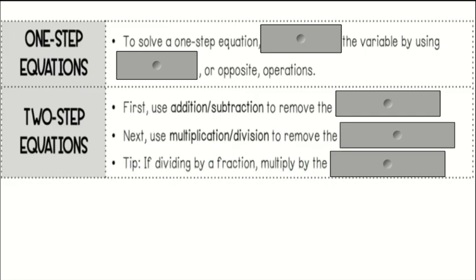All right, so when we're doing one-step equations, what you want to do is you're trying to isolate the variable. That means you're trying to get the variable by itself. The way you do that is by doing the opposite, or to use a mathematical term, inverse operations. So if there's adding, you subtract. If there's subtraction, you add. If there's multiplication, you divide. If there's division, you multiply.